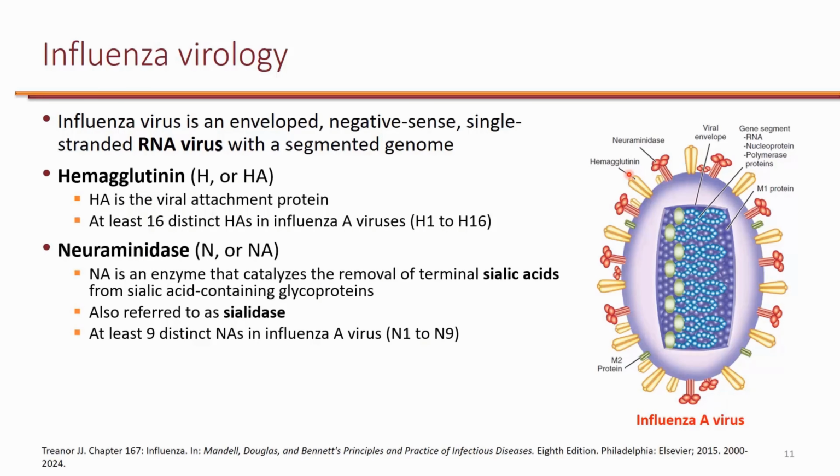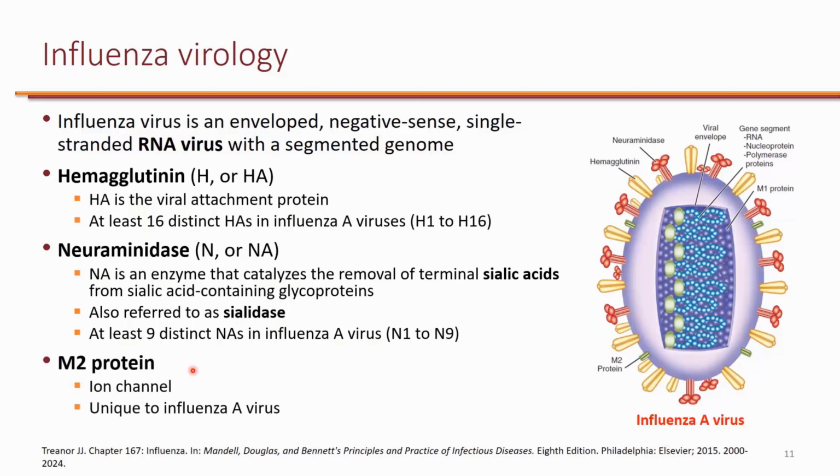There's also neuraminidase, which is abbreviated N or NA. And neuraminidase is an enzyme that catalyzes the removal of terminal sialic acid from sialic acid containing glycoprotein. And I will explain what this actually means when I show you the life cycle of the virus. Another name for neuraminidase is sialidase. And the reason this is important to know is because we have a class of drugs called neuraminidase inhibitors, and sometimes they're referred to as sialidase inhibitors.